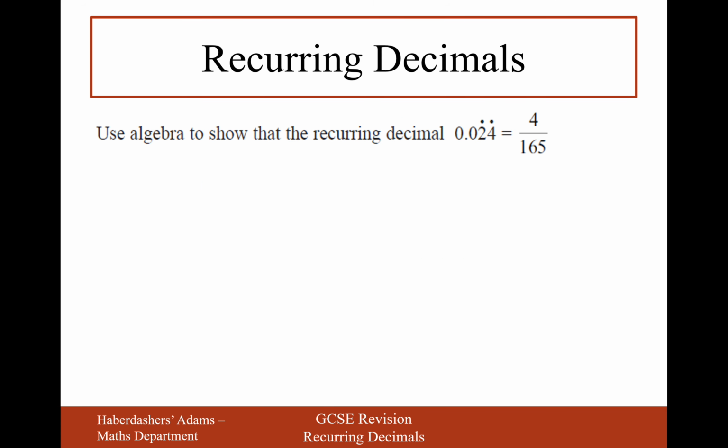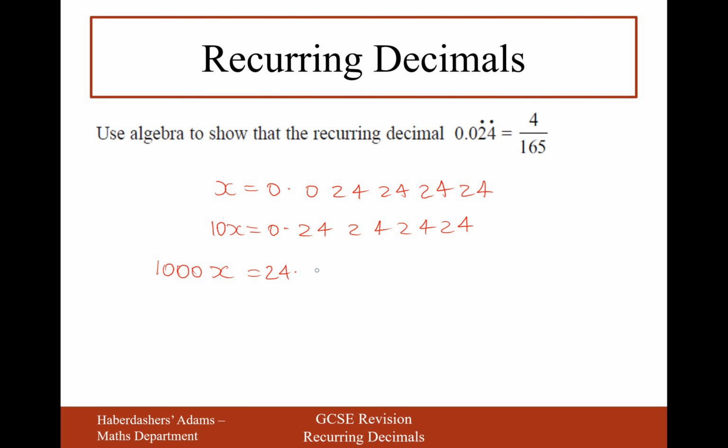Okay, let's move on to the next question. Pause the video, give this one a go. Alright, let's go through it then. So it's going to be x equals 0.024242424. Let's multiply by 10 once to make it 0.24242424. And now we want all the decimal places to bump up 2 places in the number system, so multiply by 100 and we'll get 24.242424.